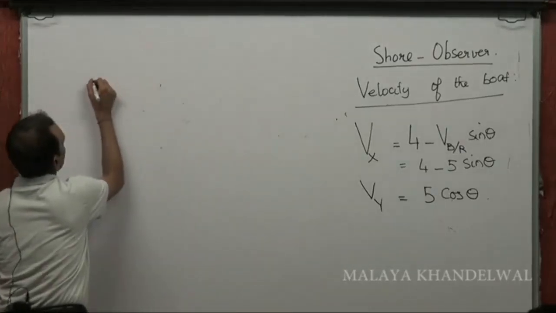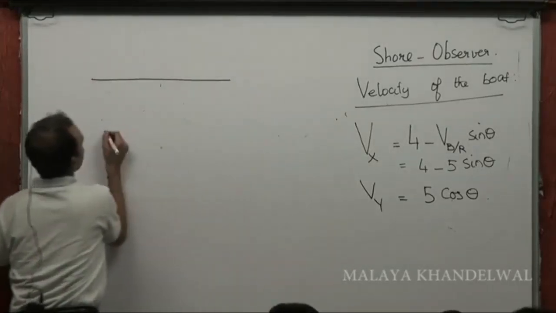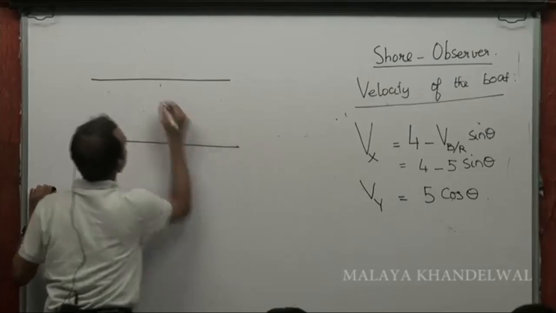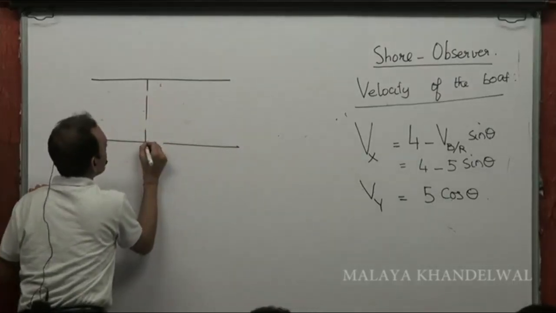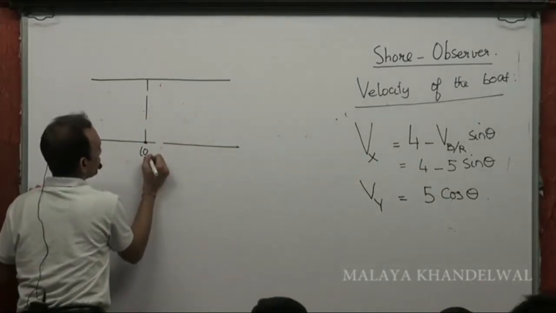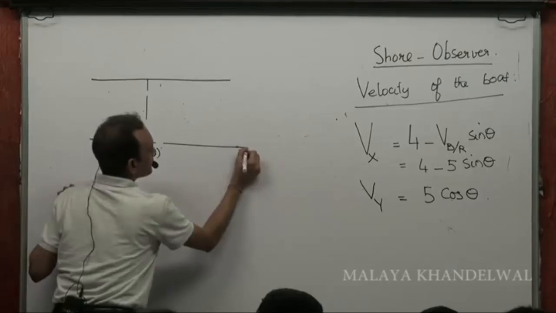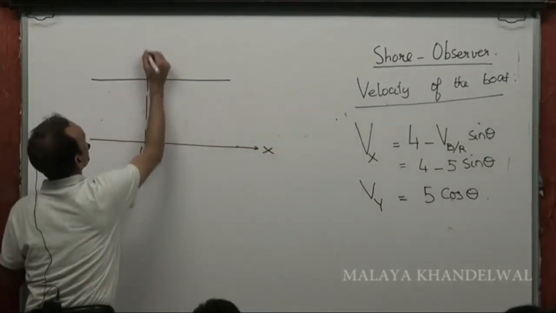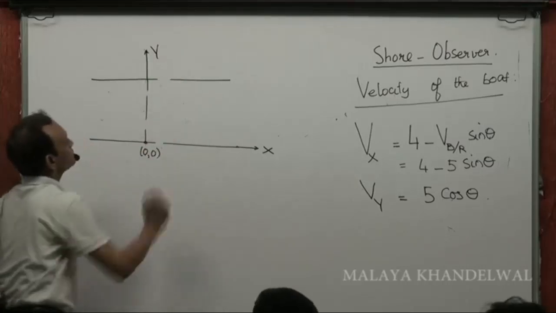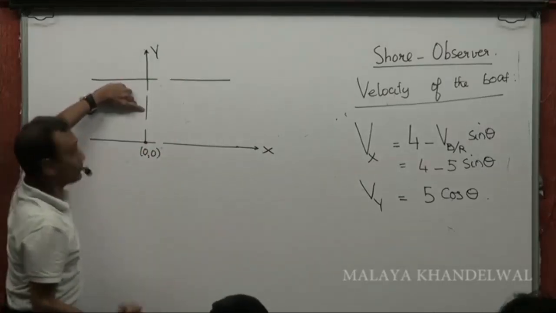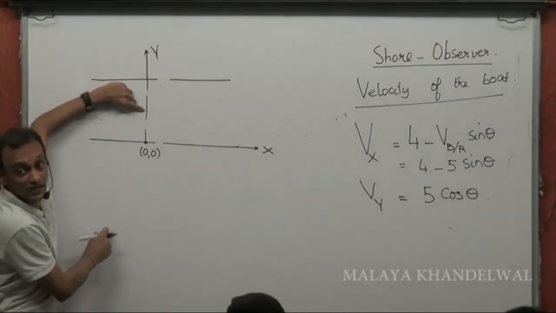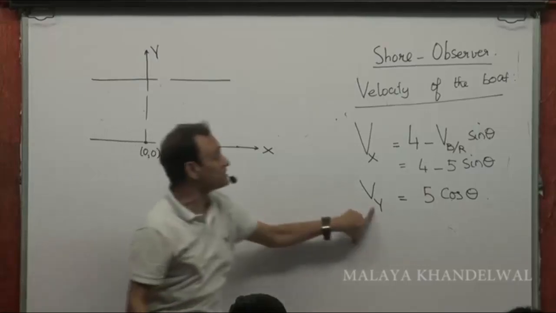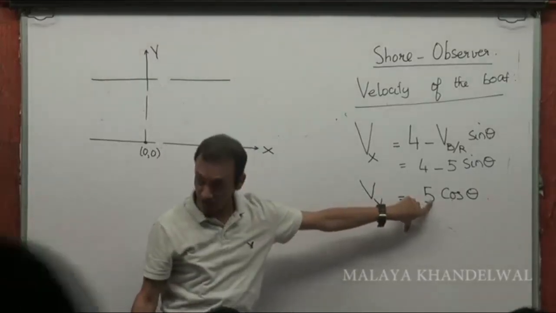Effectively, from the ground frame of reference or the shore frame of reference, the boat starts at this point. Let me call it the origin. Let me refer to this as the x direction. Let me refer to this as the y direction. The boat has a vertical velocity as seen in the shore frame of reference.